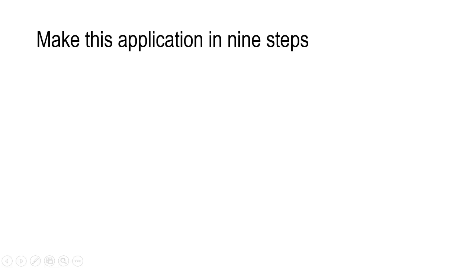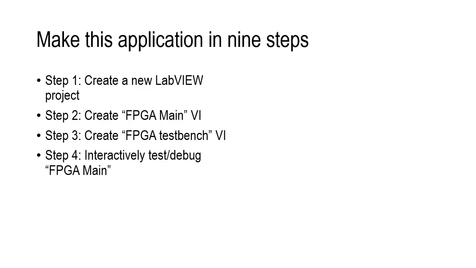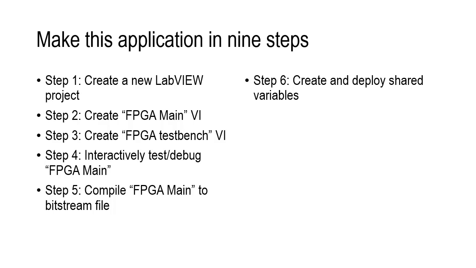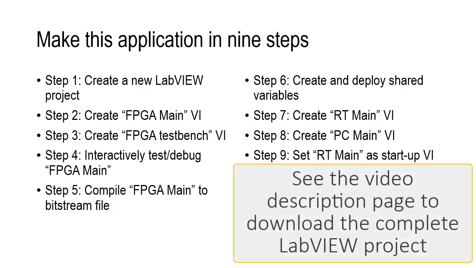We will build this application in 9 steps. First, create a new LabVIEW project. Then create FPGA Main VI. Create the FPGA testbench VI. Interactively test and debug FPGA Main. Compile FPGA Main to a bitstream file. Create and deploy shared variables on the RT target. Create RT Main. Create PC Main. And finally set RT Main as the startup VI. If you like, see the video description page to download the completed LabVIEW project.